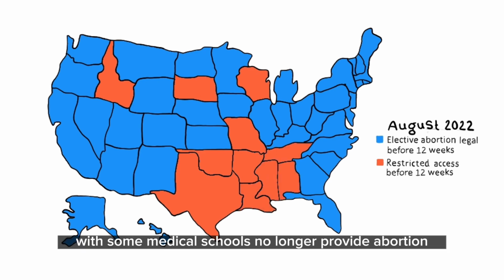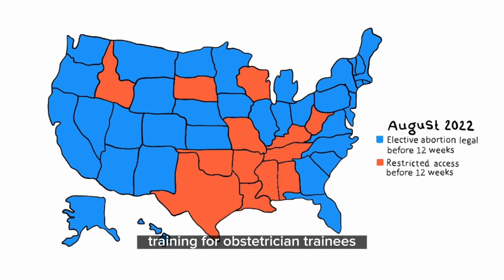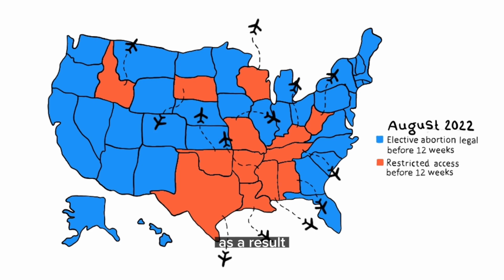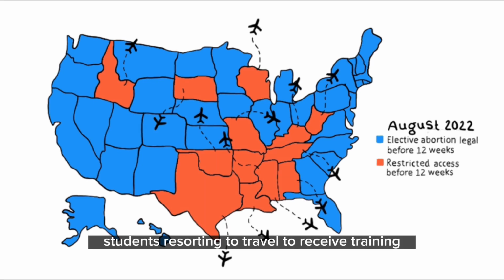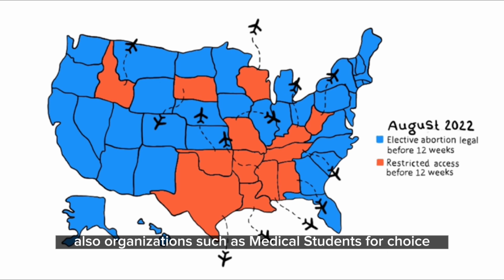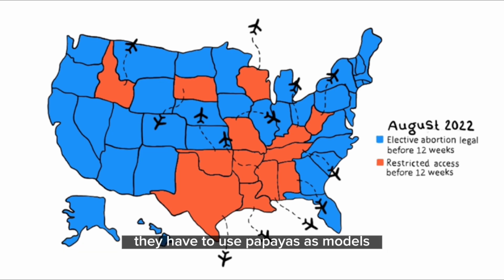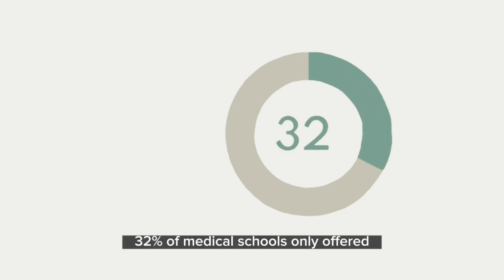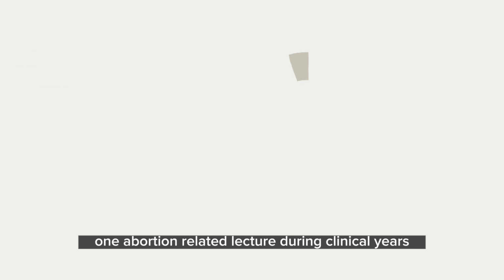These restrictions mean that some medical schools no longer provide abortion training for obstetrician trainees. As a result, students are resorting to travel to receive training. Also, organisations such as Medical Students for Choice provide a travelling education programme. However, since no simulation model for abortions currently exists, they have to use papayas as models. 32% of medical schools only offered one abortion-related lecture during clinical years.